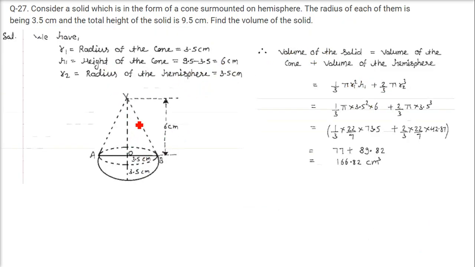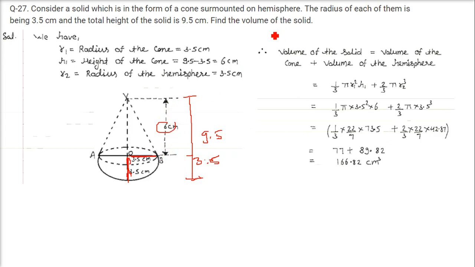Consider a solid which is in the form of a cone. This is a cone which is surmounted on a hemisphere. The radius of each of them is 3.5. So radius of this one, and this one all are 3.5. And the total height of the solid is 9.5. So from here to here it is 9.5. And from here to here, because this is radius, this will also be radius, this is the height. It is 3.5 from here to here. So what will be this height? 9.5 minus 3.5, so the height will be 6 centimeter. So the height of the cone is 6 centimeter.